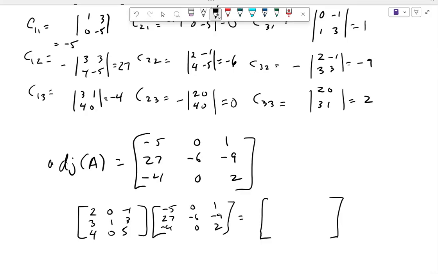All right, let's look at the upper left-hand corner here. I get 2 times -5, 0 times 27, -1 times -4. So I get -10 plus 4, I get -6. Now do row 2, column 2. I know I'm skipping over some entries, but do row 2, column 2. What do you get? -6. Do row 3, column 3.